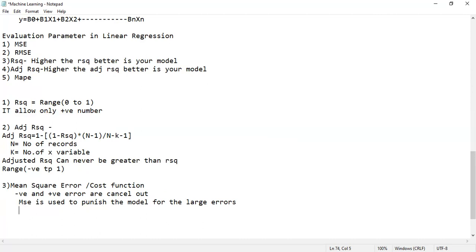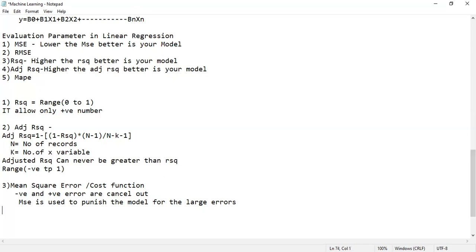And third one, the most important point: lower the mean square error, better is your model. Because in mean square error we punish the model for large errors. If the errors are less, then only our model will be good. So I will write it here: lower the MSE, better is your model. This is what MSE is.